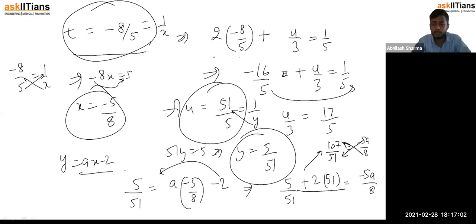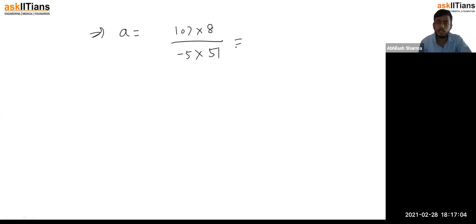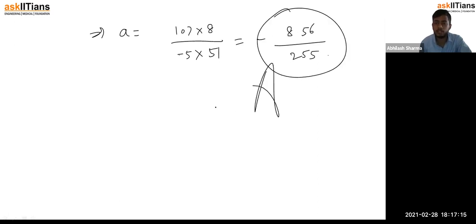Okay. So that's pretty much it. So how much are we getting? This negative sign can be taken outside, so 255, I think we'll get. And what is this? 856. So that's the value. That is the answer to this question, that a will be equal to minus 856 upon 255.